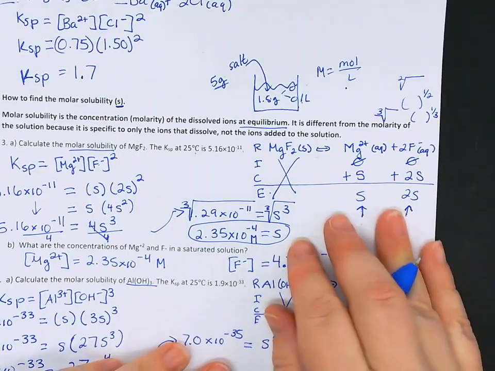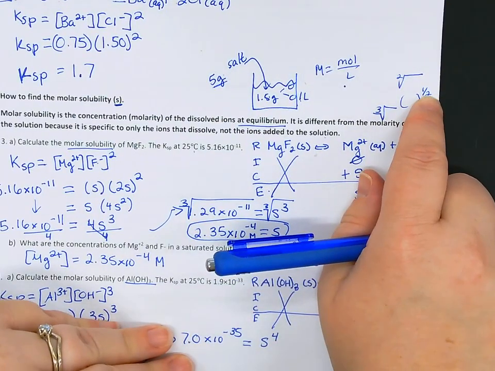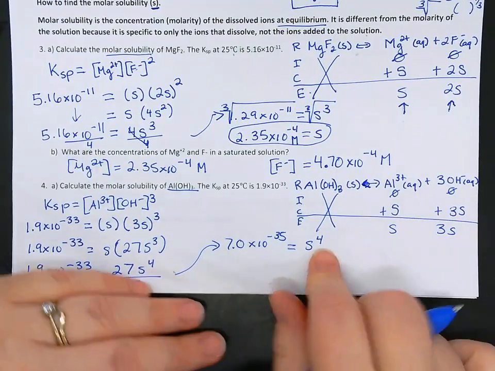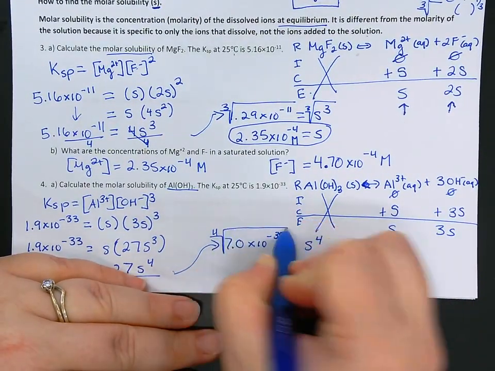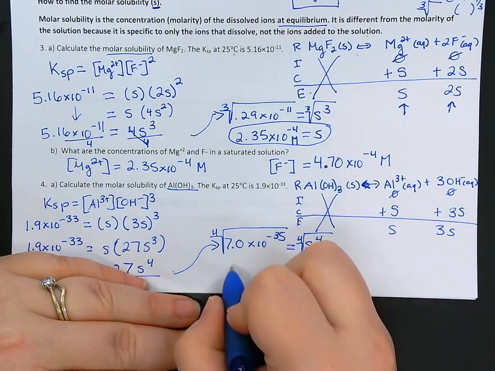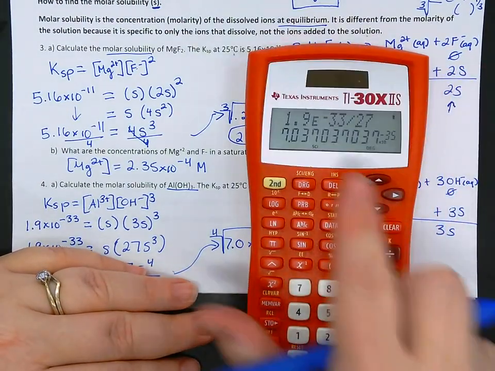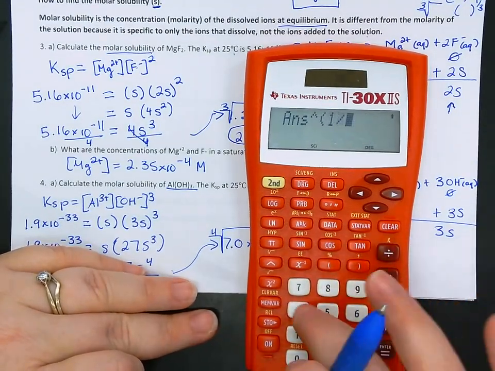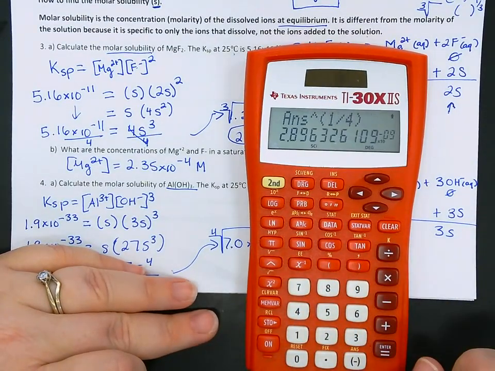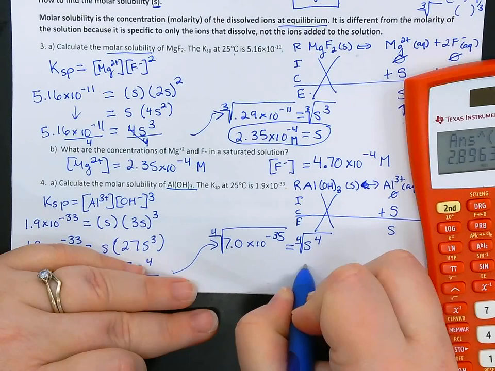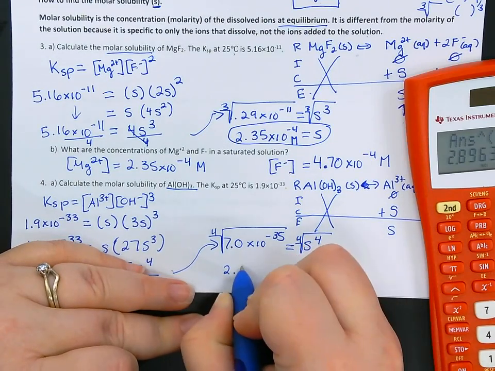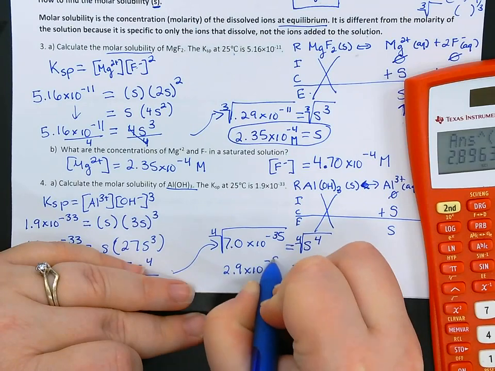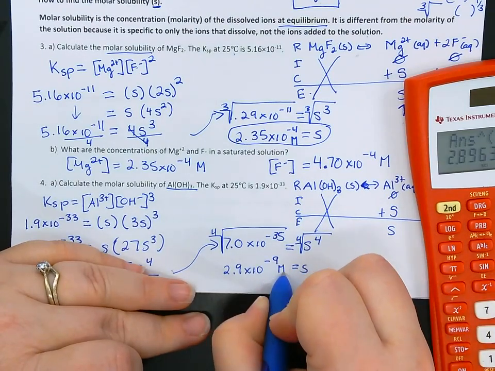So let's think about this. If square rooting is raising to the 1/2 power, cube rooting is raising to the 1/3 power, then 4th rooting it, we're going to raise it to the 1/4 power. So again, I've got my number in there. I'm going to raise it to the 1/4 power. And there's our value. So S equals 2.9 times 10 to the negative 9. And that's my molar solubility.